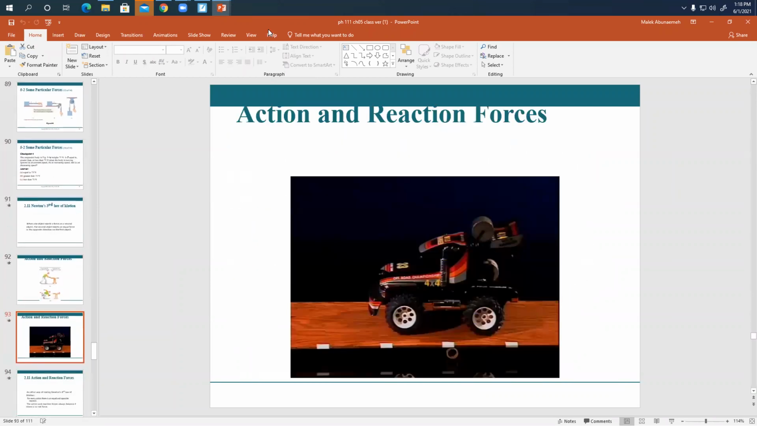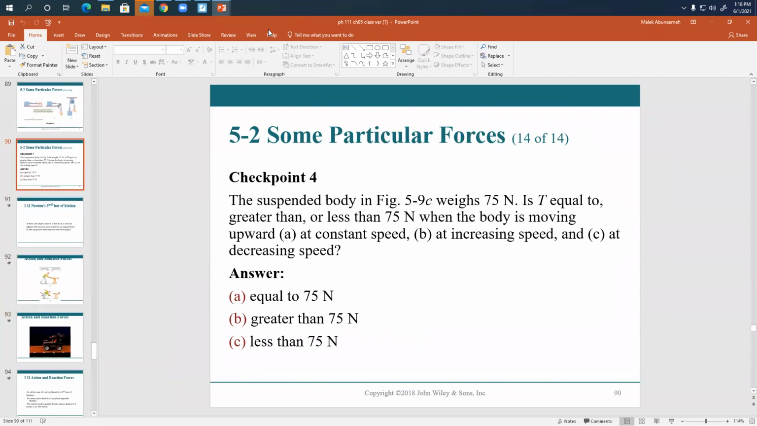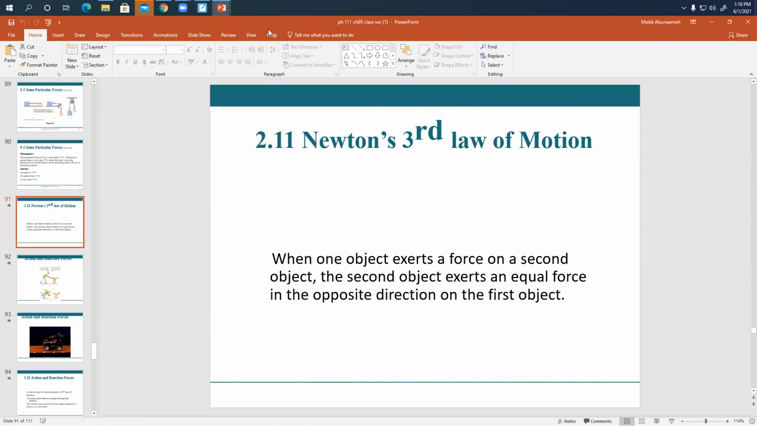Now that brings us down to Newton's third law of motion. When an object exerts one force on a second object, the second object exerts an equal force in the opposite direction on the first object. For every action, there's an equal and opposite reaction. Equal in force, opposite in direction.